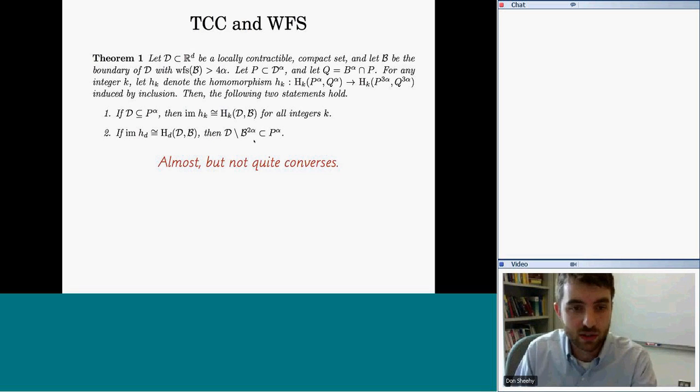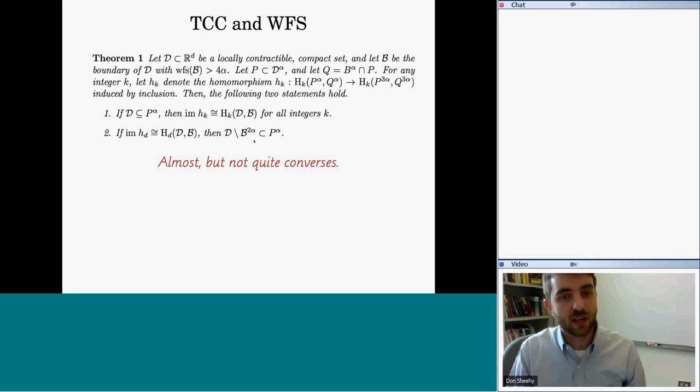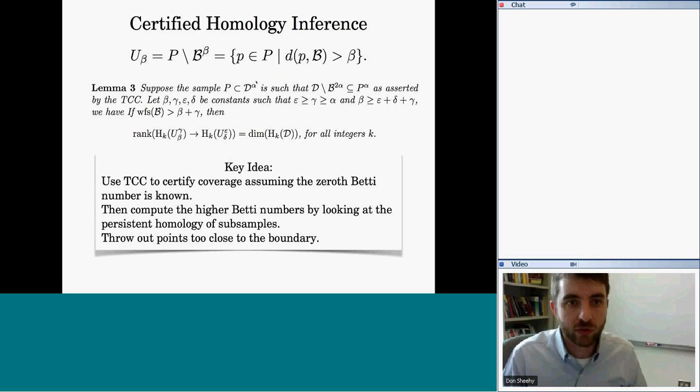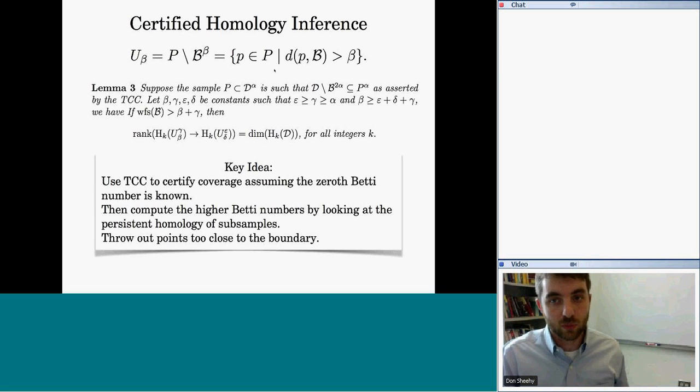There are some subtleties to doing this correctly, because if you're only assuming that the space has bounded weak feature size, then what you have to do is throw out points that are too close to the boundary. So we'll say that U beta is the set of points in P minus B beta, that is, the points in P whose distance to the boundary is more than beta.